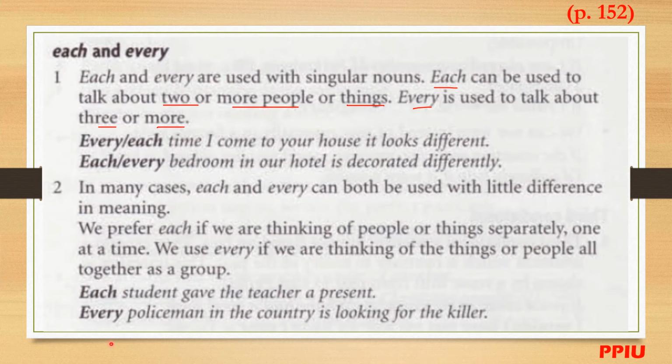The second example: every policeman in the country is looking for the killer. Every policeman in here works as a team. They keep finding the killer together, the same killer, a group of policemen. So remember, we use each to talk about things or people separately. We use every to talk about things or people all together or in a group. All right.